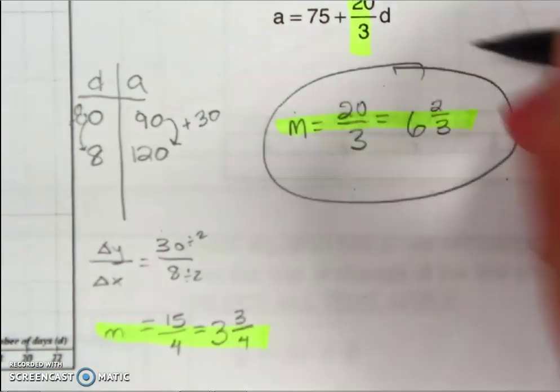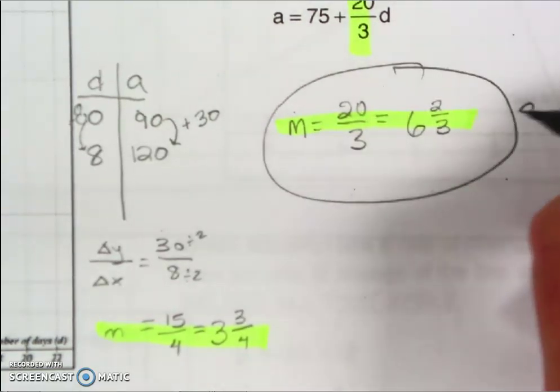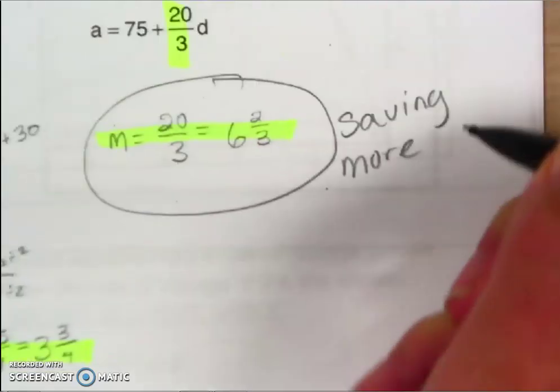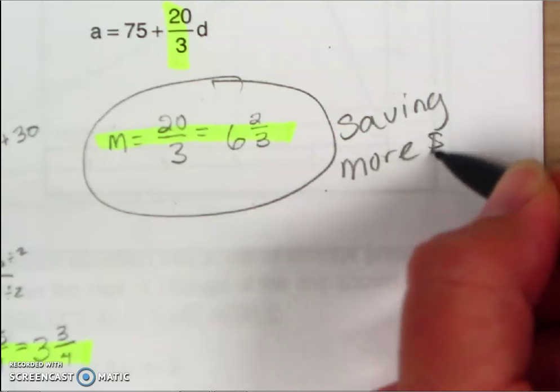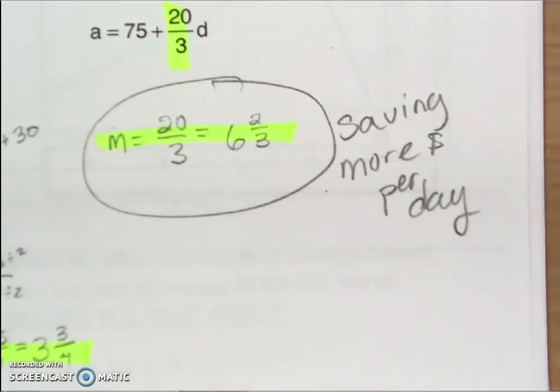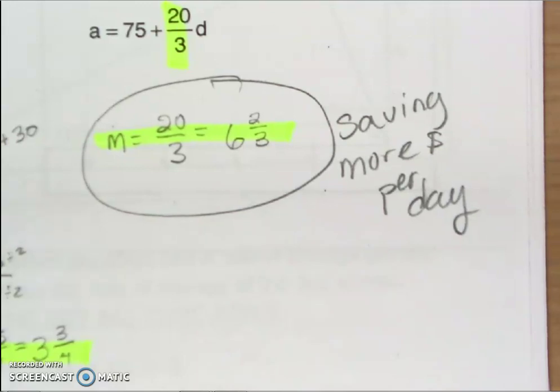Well, this one's going to be more. So this one is saving more per day. So let's just write in saving more money per day. So that's how we identify them. So as long as you know how to identify slope from a graph and from an equation, then it's easy to compare. Let's go ahead and look down here.